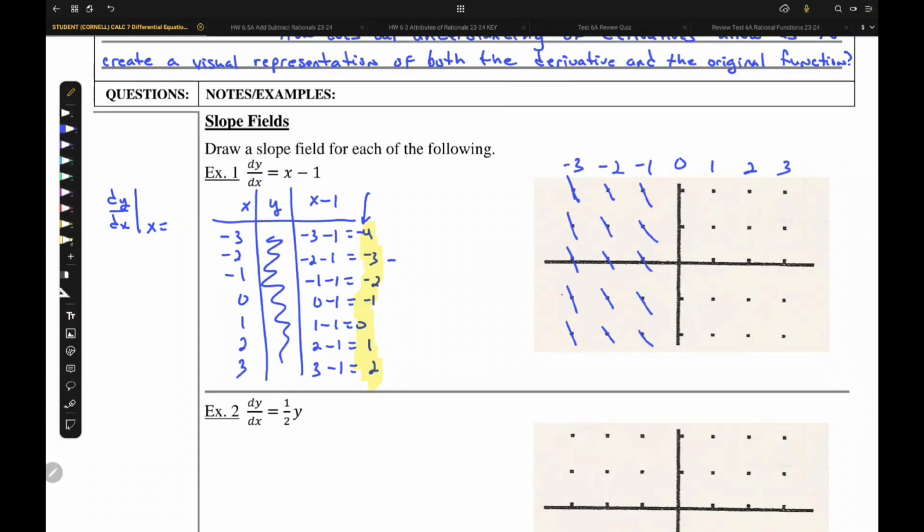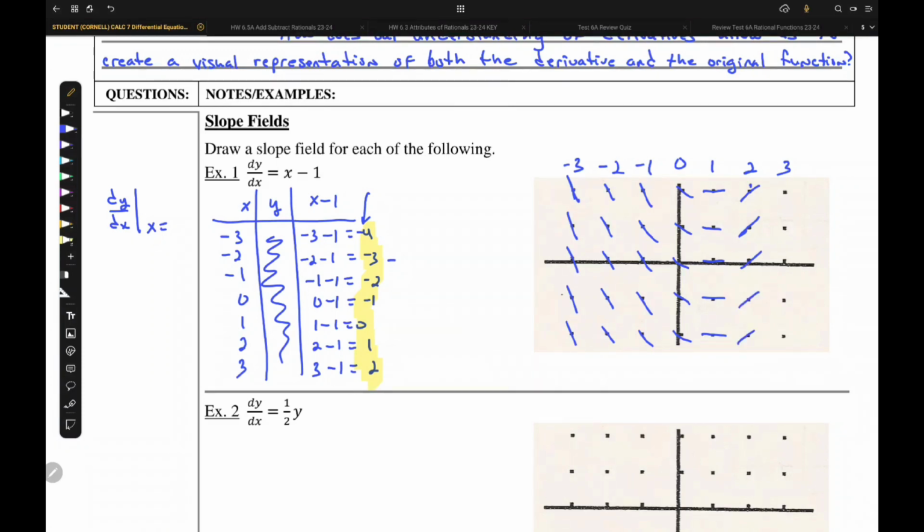And when we get to 0, my slope is -1. So something's kind of happening right here. And then when we get to 1, my slope is 0. So there's like a horizontal tangent line there for our slope. When we get to 2, our slope is 1. So looks like a 1.